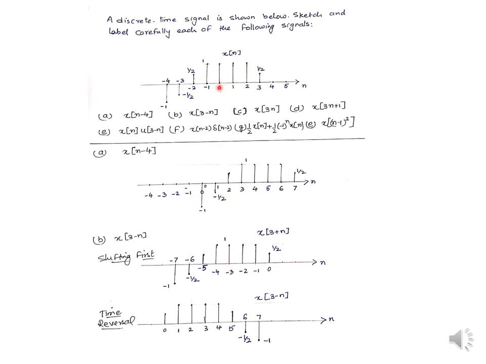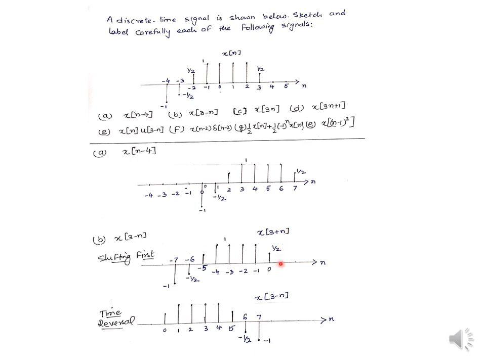So the value which is at 0 will move to -3, the value at -4 will move to -7. Consequently, the value which was at 3 will move to 0. In a similar way, all the points on the time axis are shifted by 3 on the negative side. Remember, there is no change in the amplitudes. The amplitudes remain the same.